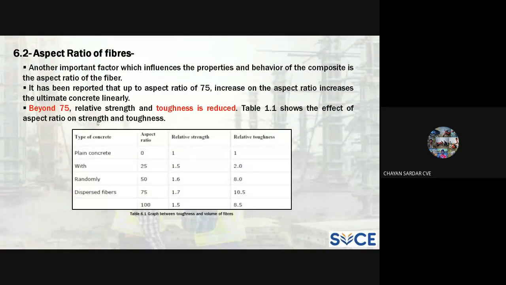And aspect ratio. Aspect ratio is the length to diameter. It has been reported that up to an aspect ratio of 75 the strength will be good. If you go beyond 75, the strength will decrease, as you can see from this table. Till 75, the relative strength and the relative toughness were increasing. Then when the aspect ratio was increased to 100, the strength and the toughness decreased.